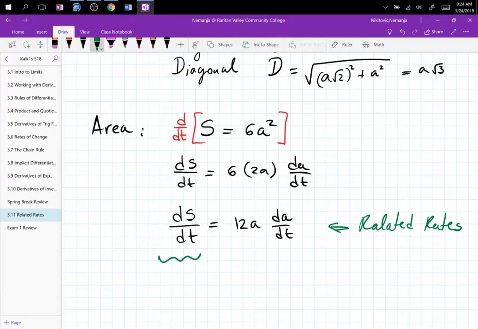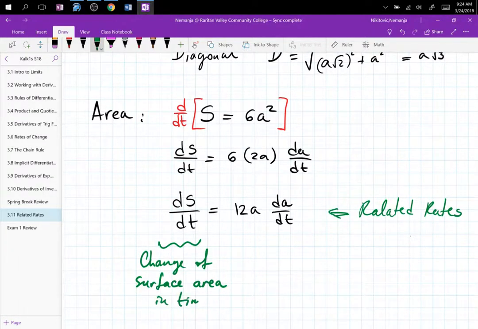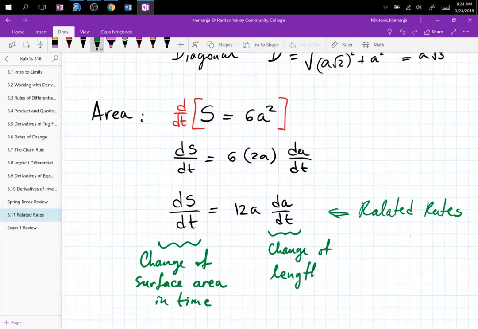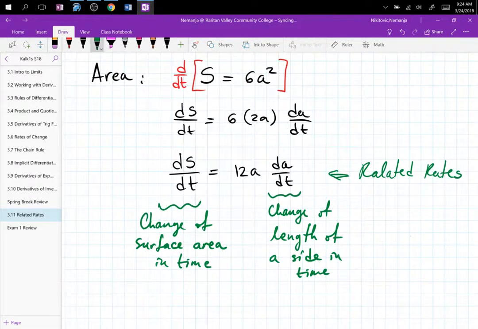So this over here is change of surface area in time, and this one over here is change of length of the side in time. So that's what they mean. And you see they're related by this 12a.